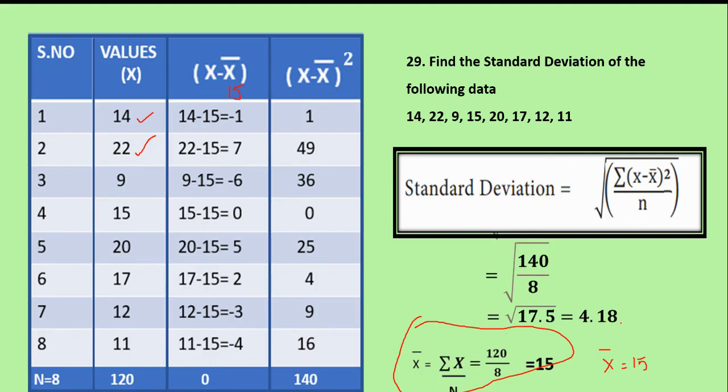Then a problem at the back. Question number 29. Find the standard deviation of the following. For this, you can use any method. If it is specifically given as assumed mean or actual mean, then you have to use only that method. If it is given like this, a choice for you, find the standard deviation of the following data, you can use either the actual mean method or the assumed mean method.